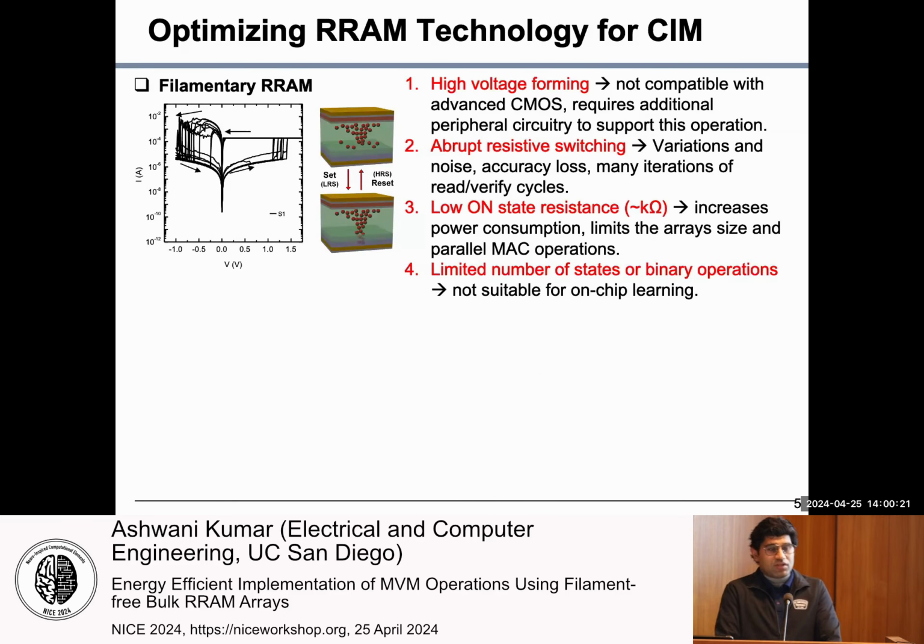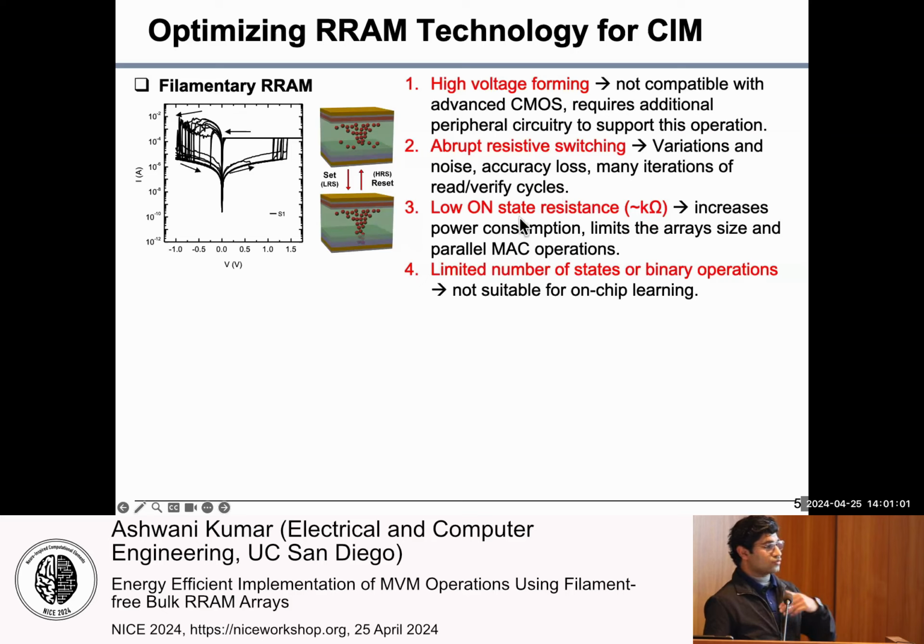So in this direction, we try to optimize this RRAM technology. However, in literature, there is a filament type of RRAM device, which is studied extensively. But this filamentary RRAM technology gives us four major challenges for on-chip training or on-chip learning operations. First is high forming voltage. Basically, you require a very large voltage to initiate the device. Second, you can see the abrupt switching of these RRAM devices, and this abrupt switching creates noise and accuracy loss in your operations.